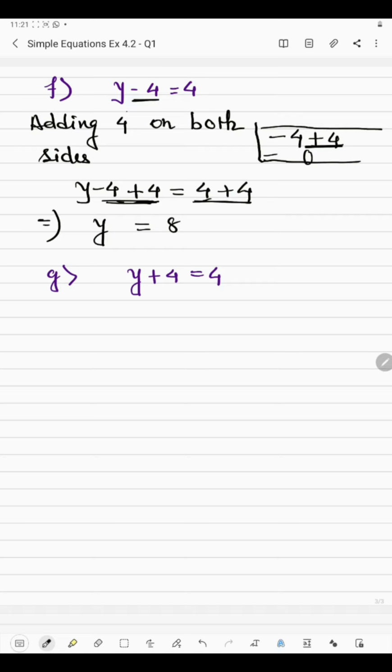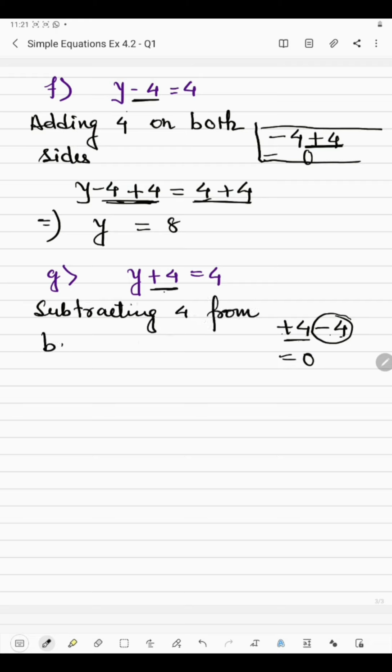Now in the next part we have y plus 4 is equal to 4. Now here we have to remove this plus 4. We will have to take the opposite sign but the same digit. So 4 is there, so we will have to take minus 4 to get 0 because 4 minus 4 is 0. So that means we will have to subtract 4 from both sides. So we'll write subtracting 4 from both sides.